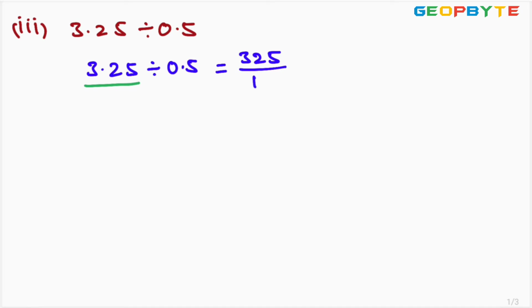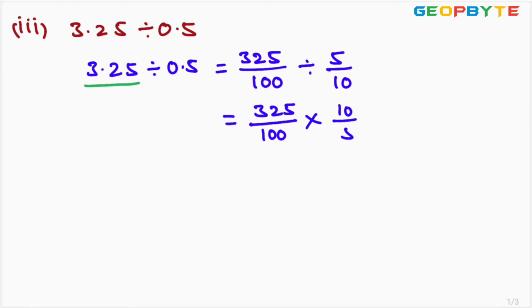325 by 100 divided by, in 0.5, after the decimal point we are having only one digit. So in order to remove the decimal point, we need to divide with 10. Then we'll be getting 5 by 10, which is equal to, we write the first number as it is, 325 by 100. And for the second number, we need to find the reciprocal and we need to change the operation also. Initially the operation is division, then we need to convert it into multiplication and find the reciprocal. The reciprocal of 5 by 10 is 10 by 5.